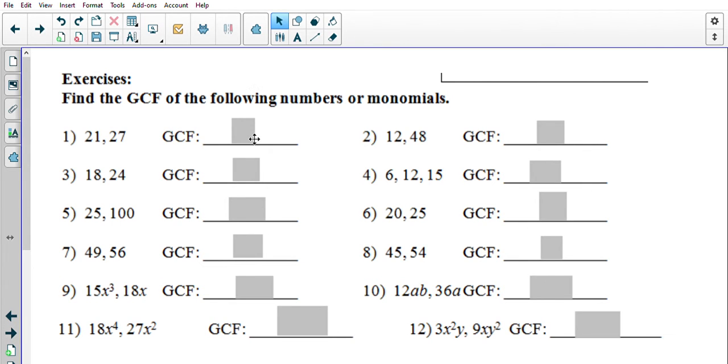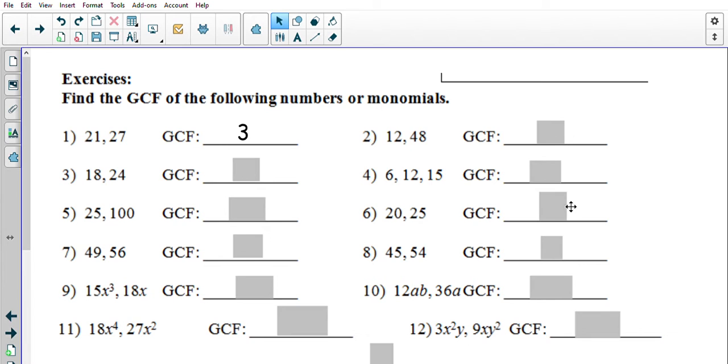All right, the largest number that 21 and 27 are both divisible by is 3. Again, a good way to check this is take 21 divided by 3 is 7, 27 divided by 3 is 9, and there's nothing that both 7 and 9 divide by besides 1. What about 12 and 48?